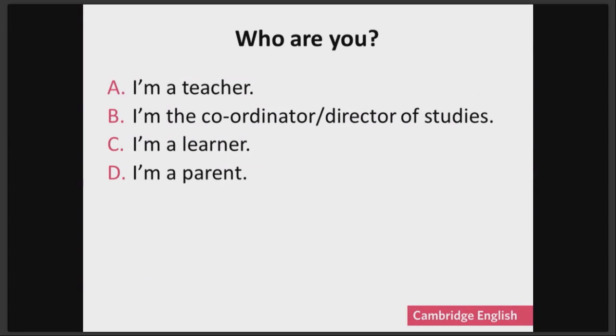It just takes a few minutes for the results to come through, but it looks like already we've got quite a clear idea. Around 90% of you are teachers and maybe 9% coordinators, directors of studies. We've also got a few learners with us as well, which is fantastic. Okay, well, that's very useful to know. Thank you very much.